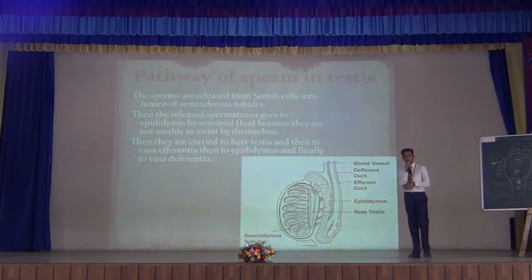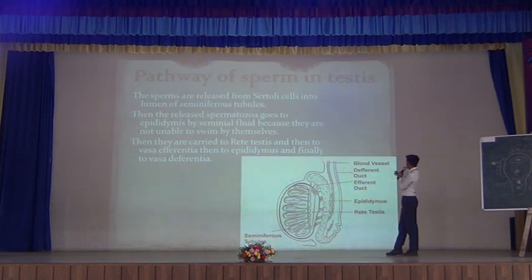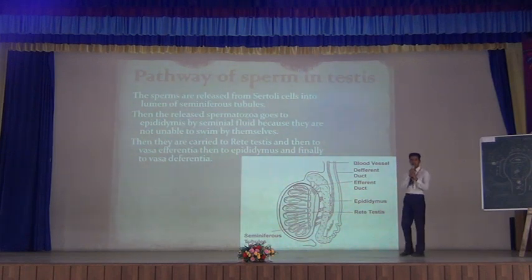Now, the pathway of sperm. As you can see here, these are seminiferous tubules. This is rete testis. This is the epididymis. This is the efferent duct or deferent duct, and the last one is a blood vessel. So sperm is formed inside the seminiferous tubules.